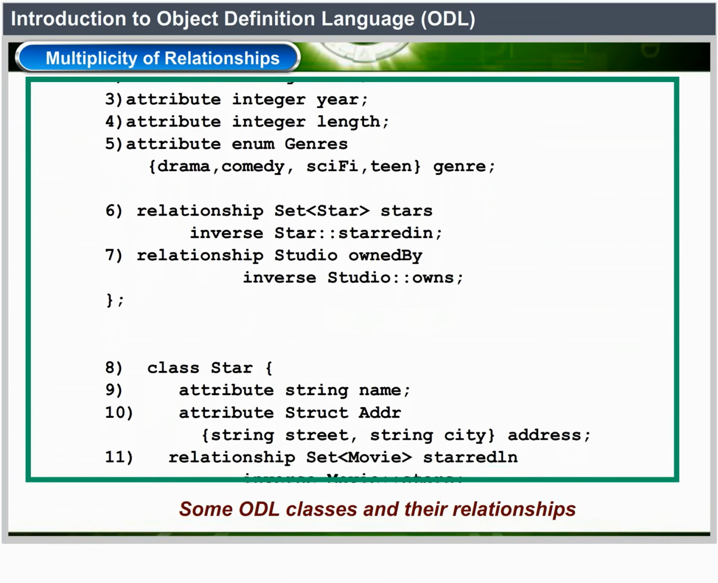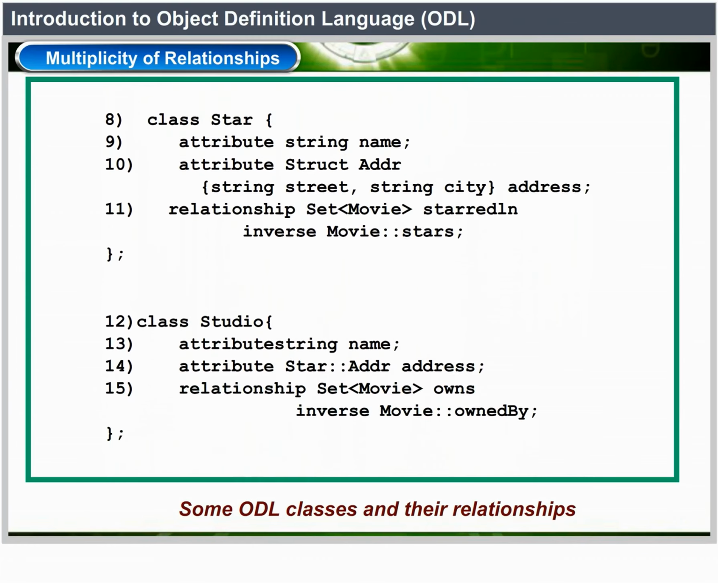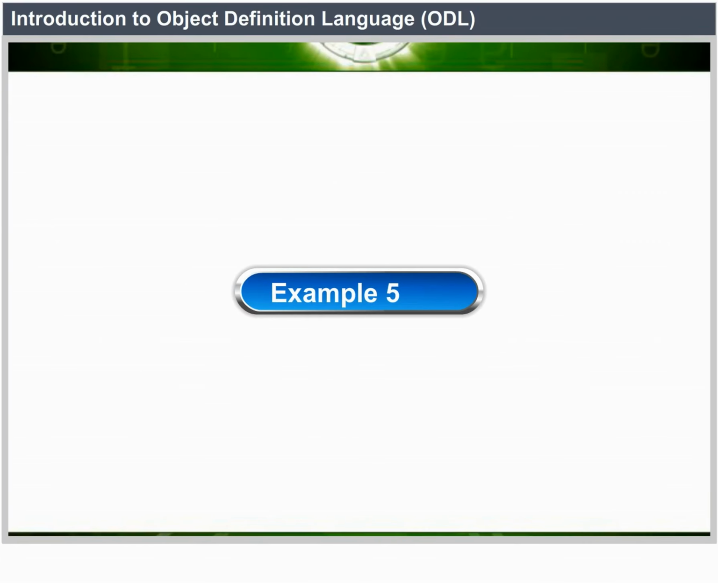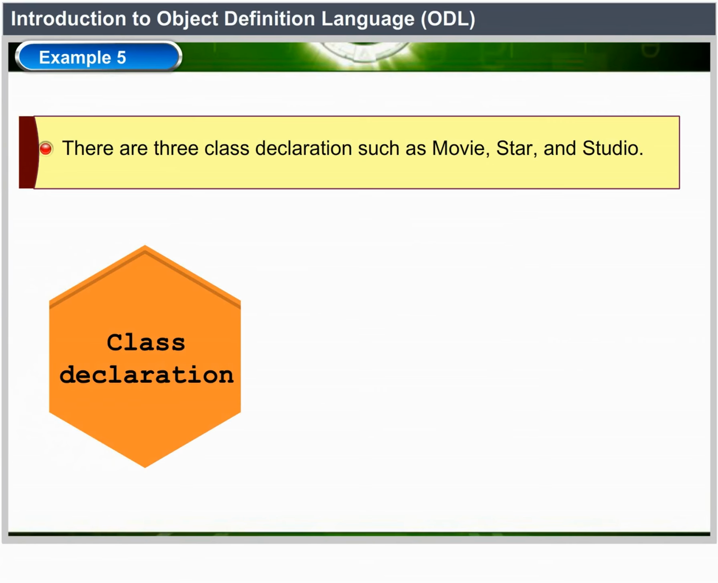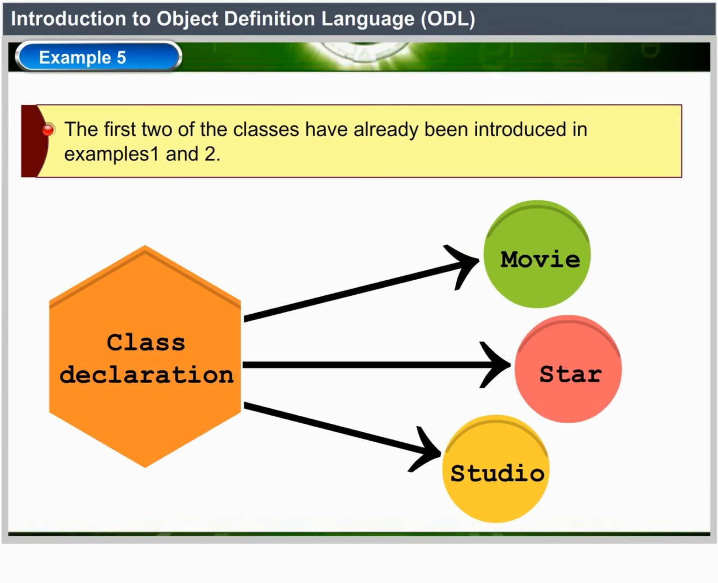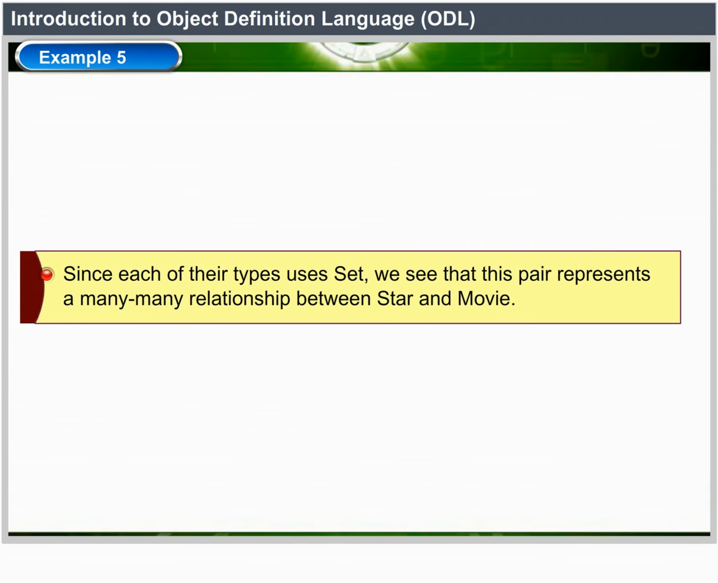Some ODL classes and their relationships. Example 5. We have the declaration of three classes: movie, star and studio. The first two of these I have already introduced in examples 1 and 2. We also discussed the relationship pair stars and starred in. Since each of their types uses set, we see that this pair represents a many-to-many relationship between star and movie.